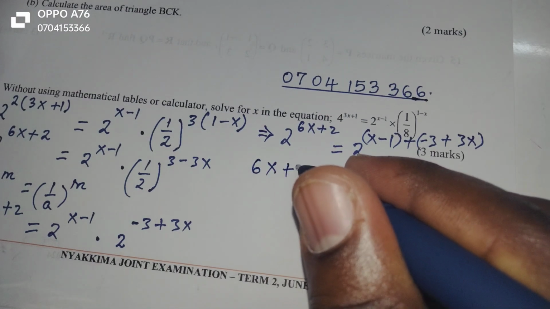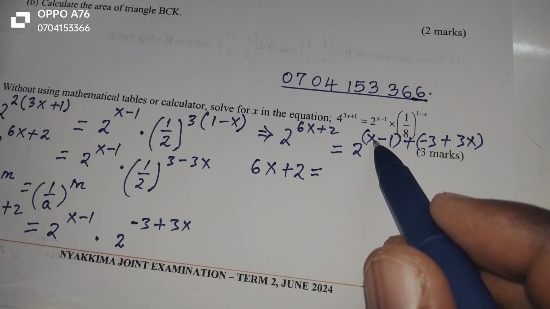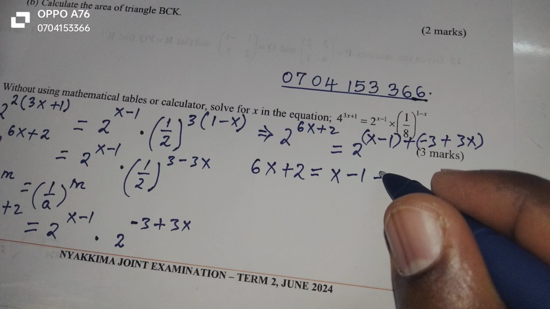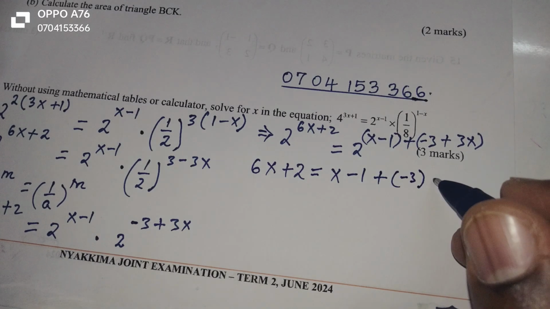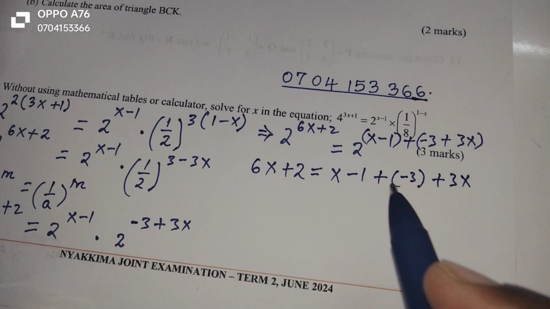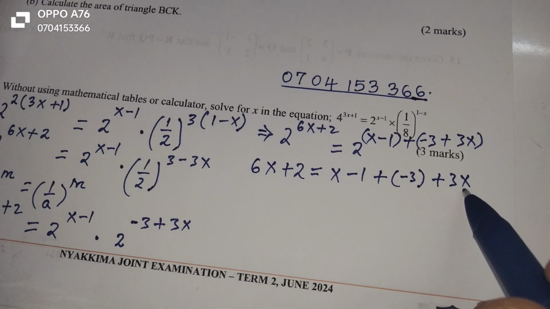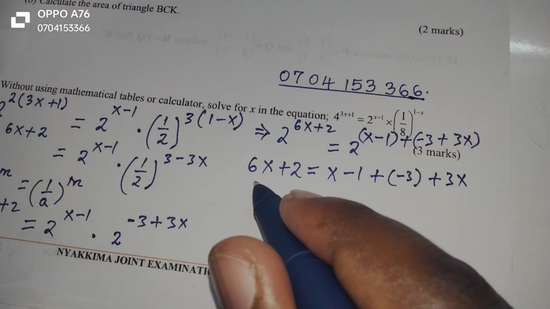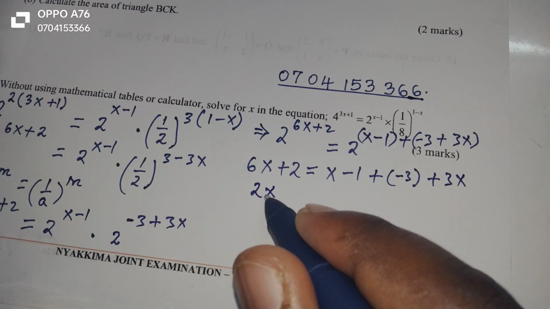6x plus 2 equals to x minus 1 plus negative 3, then plus 3x. We can group like terms together now. This is x plus 3x, that is 4x. We take it to this side and it will be 6 minus 4, giving us a 2x.